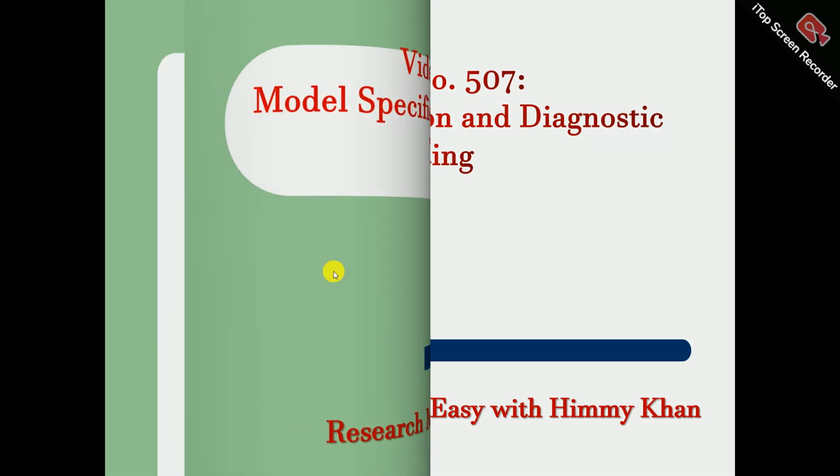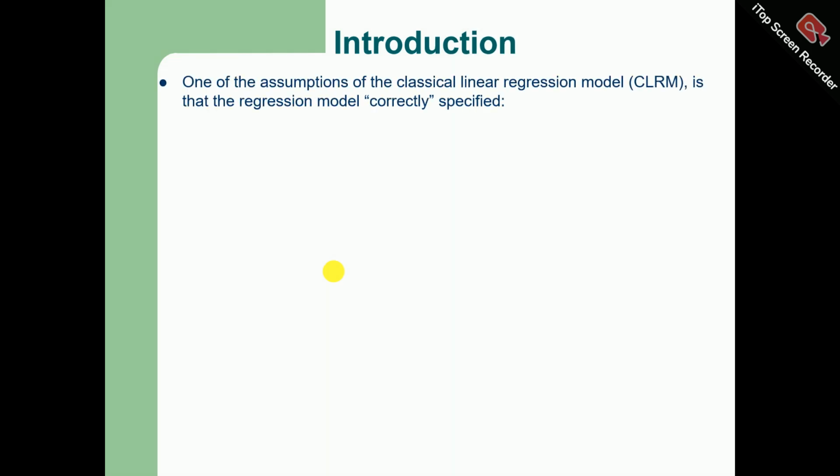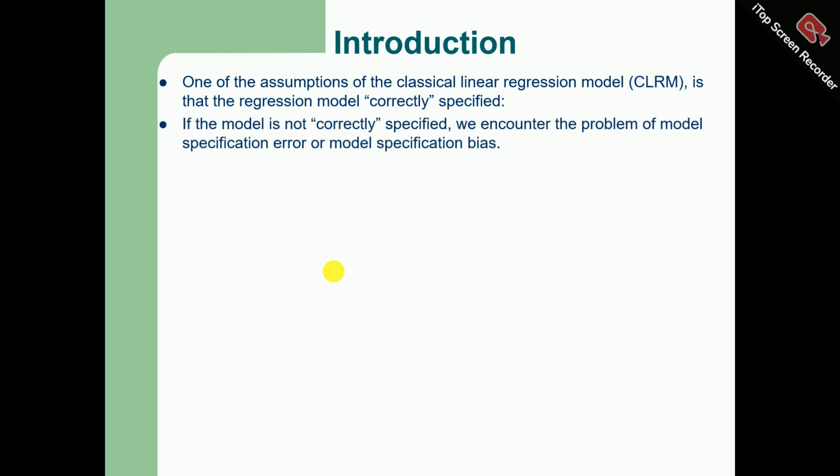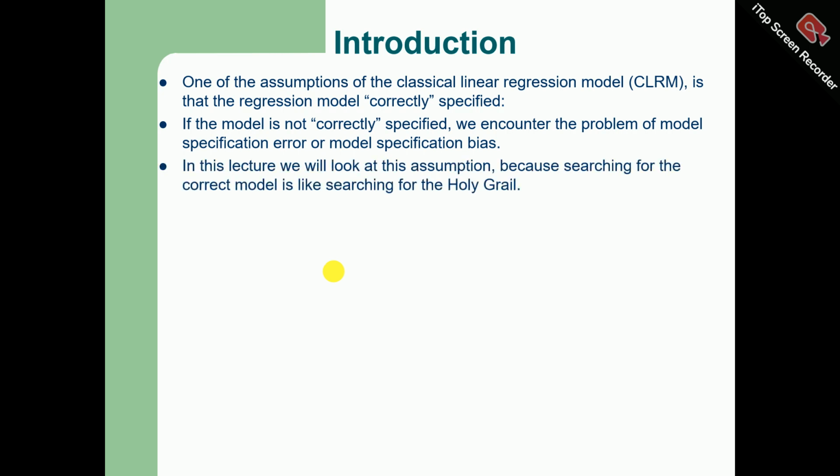So let me remind you that one of the assumptions of the classical linear regression model is that the regression model is correctly specified. So it means that the model should be correctly specified, it should not be misspecified. If the model is not correctly specified, we may be committing a specification error or model specification bias.